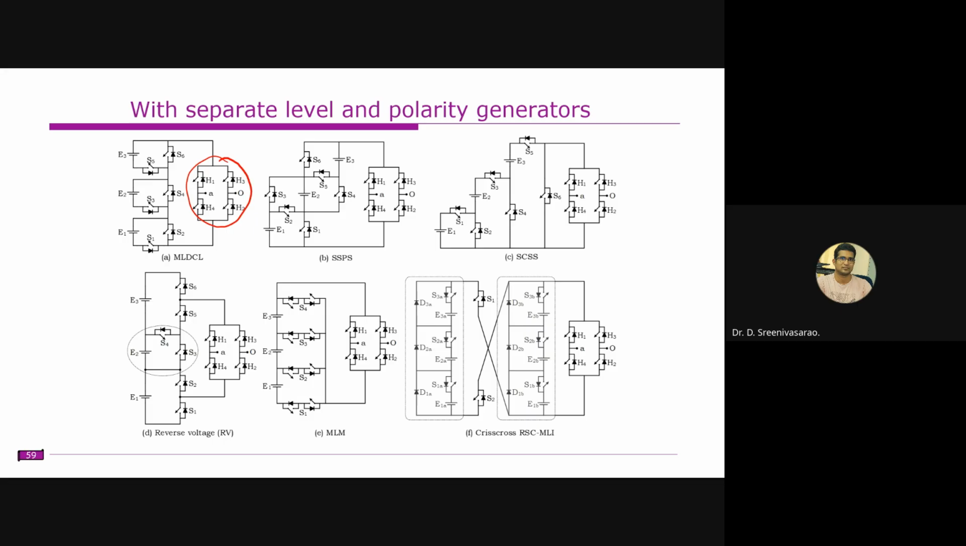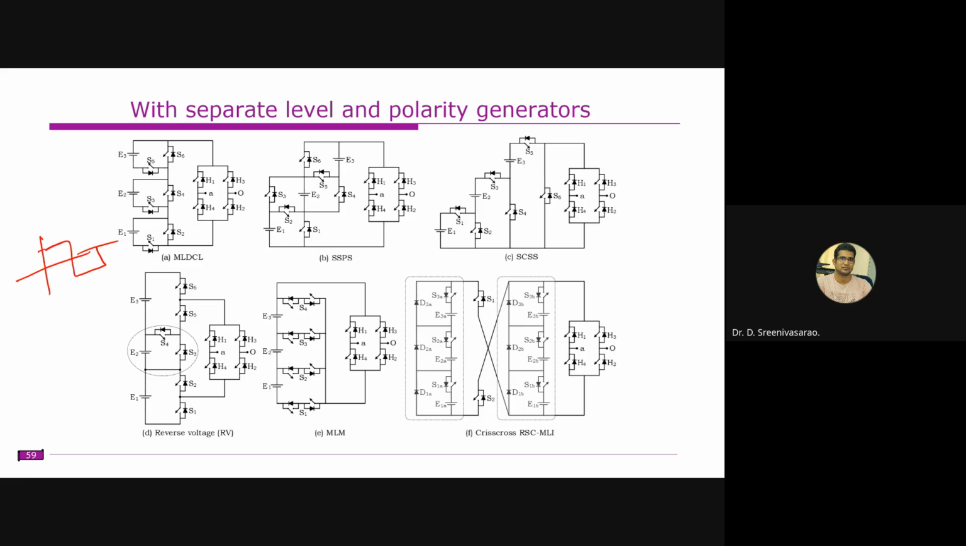Right. Now I think you will understand, right? Normally, if it is an H-bridge, you require a DC source. If you turn on these two, you'll get the positive voltage. If you turn on these two, you will get the negative voltage. Right. So that is how you obtain the negative half of the waveform.